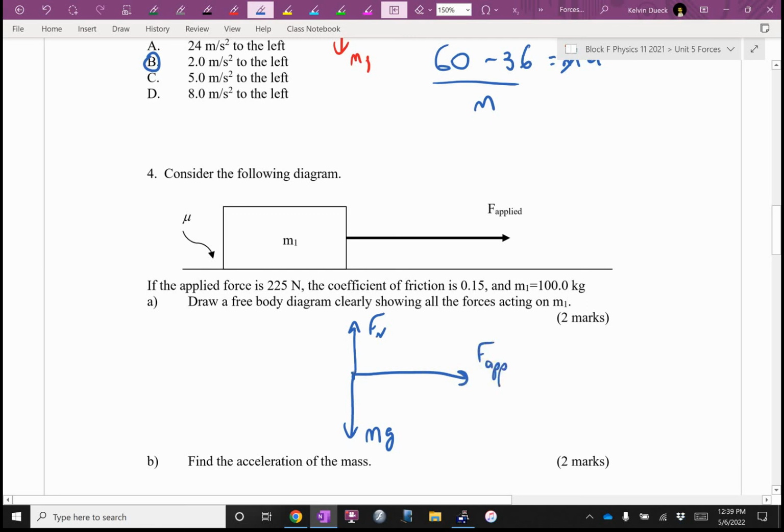Bigger, smaller, or the same size as F applied? What if I told you that this was moving at a constant speed? How would friction compare to F applied? What if I told you it was at rest? How would friction compare to F applied?